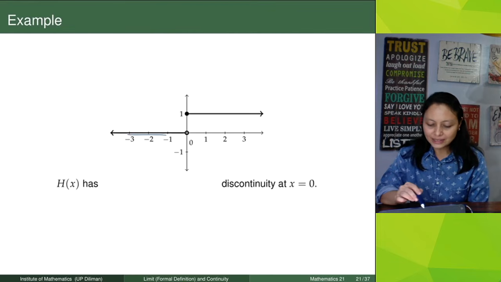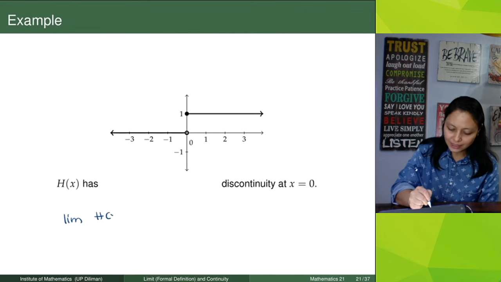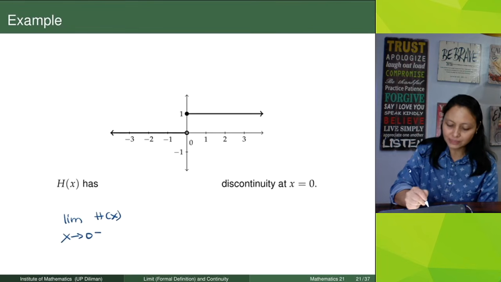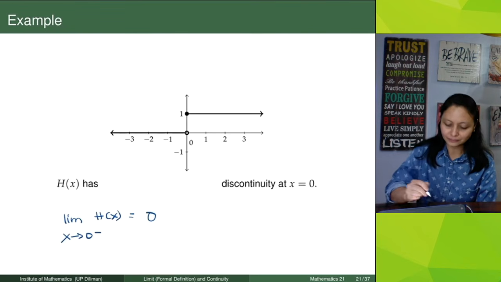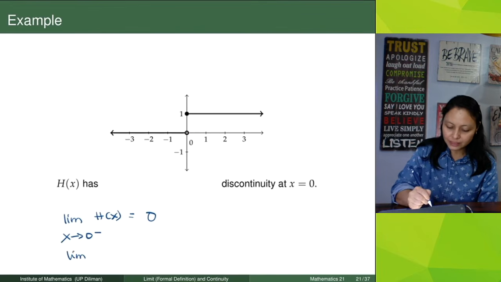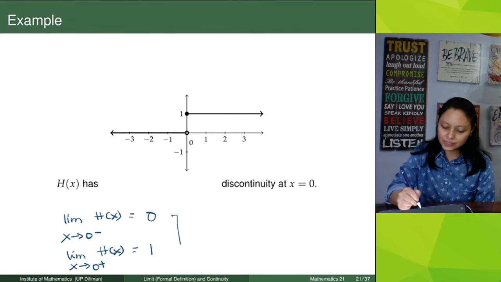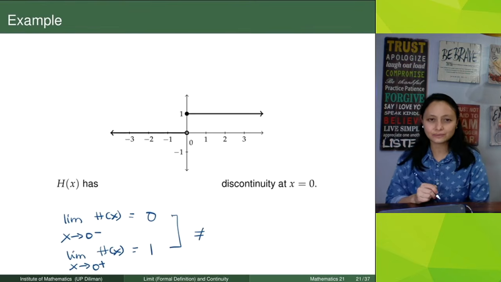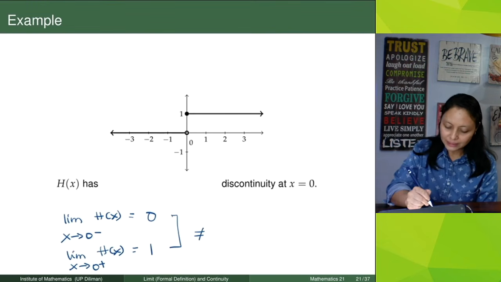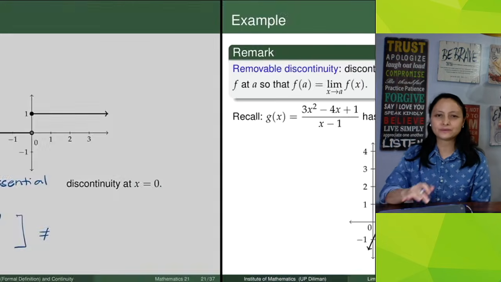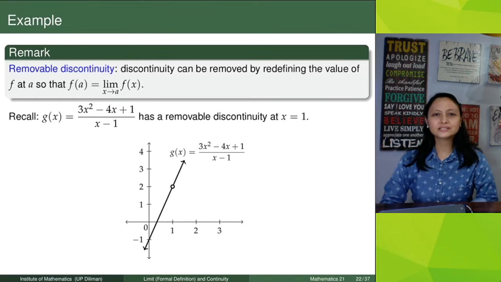At x equals 0, ano nangyari? If you get the limit of h of x, as x approaches 0 from the left, 0. On the other hand, if you get the limit of h of x, as x approaches 0 from the right, 1. Okay, so since the limits are not equal and obvious from the graph, na h of x has a jump essential discontinuity at x equals 0. Okay, sige, balikan natin tong removable discontinuity.